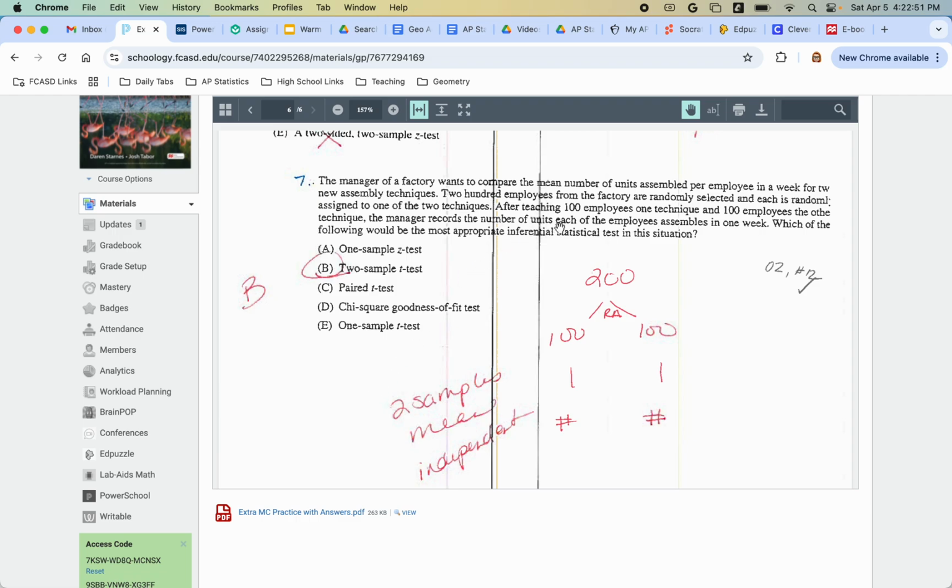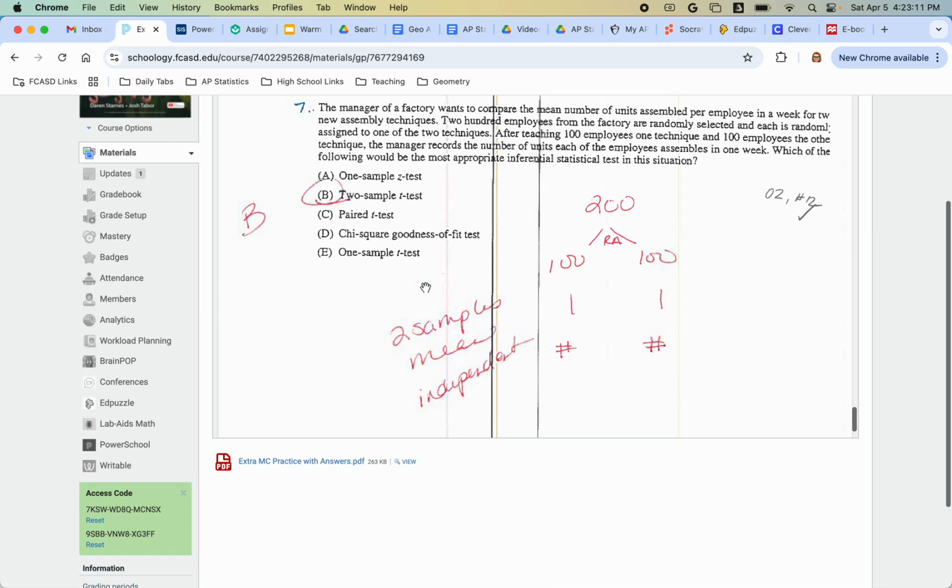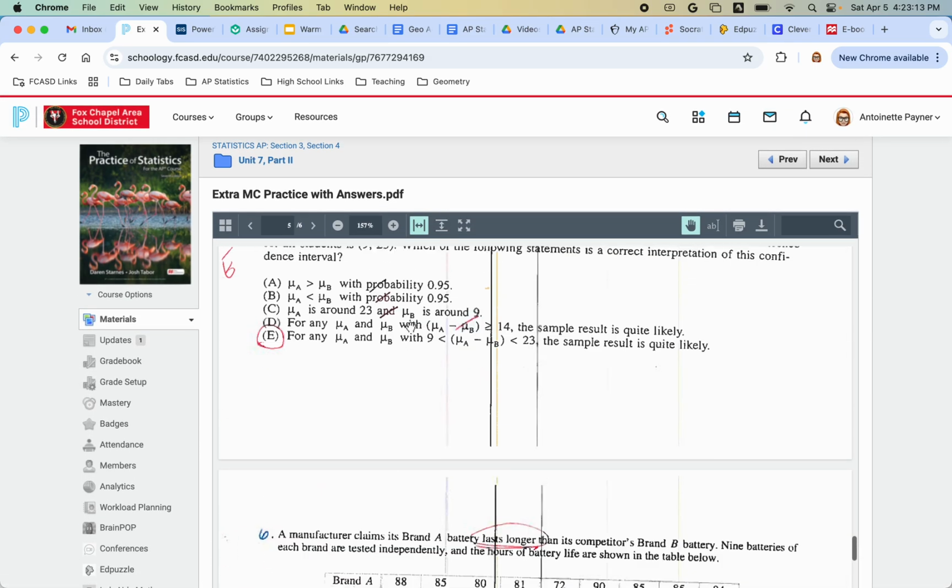Let's see here. So 100 employees got one technique, 100 employees got the other one. So that's 2 samples right there. Even though you start off with one group of 200, you're splitting them up. So these 2 groups of 100 are independent of each other. And you're going to be measuring a mean. So 2-sample t-test is the only one that makes any sense. And that's it. There's only 7 of them.